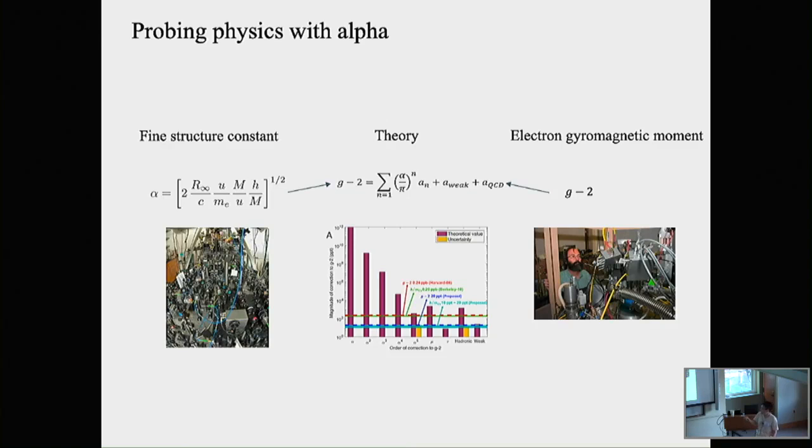But what if this equation doesn't hold? Then that's an implication for beyond standard model physics. Yeah, so that's the idea.